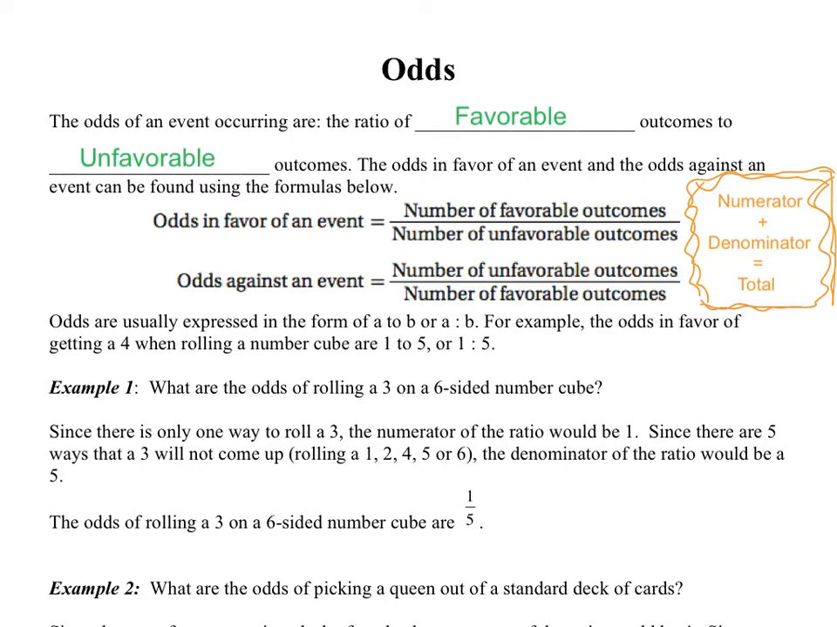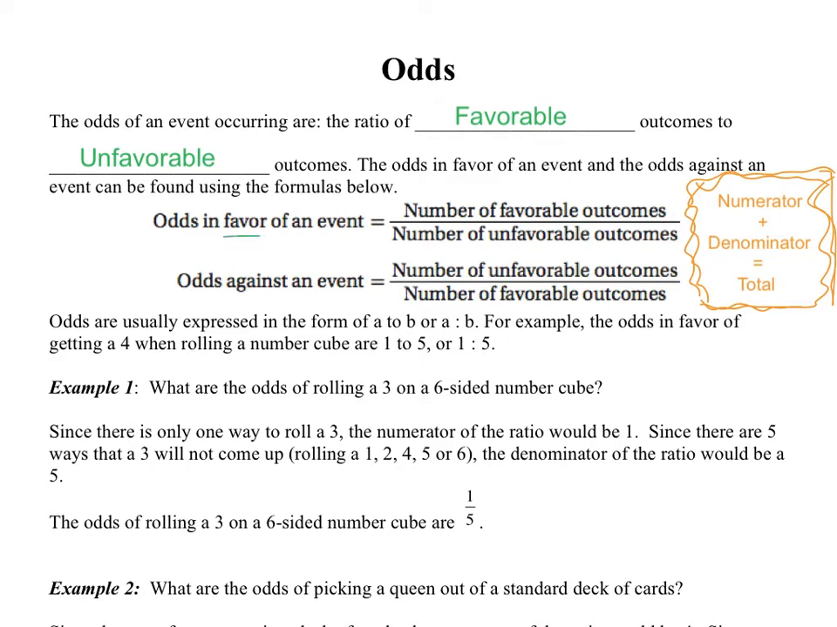This video is going to talk about odds. Now, odds are not the same thing as probability. Odds of an event occurring are the ratio of favorable outcomes to unfavorable outcomes, whereas probability is favorable outcomes to total number of outcomes. So odds in favor of an event and the odds against an event can be found using these formulas.